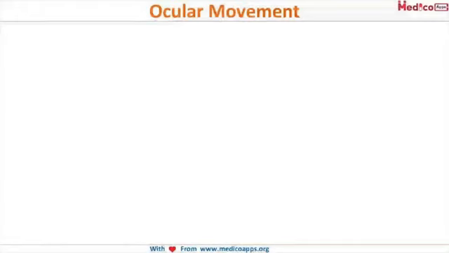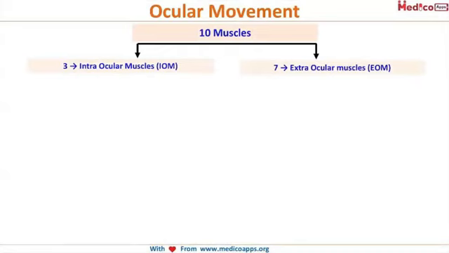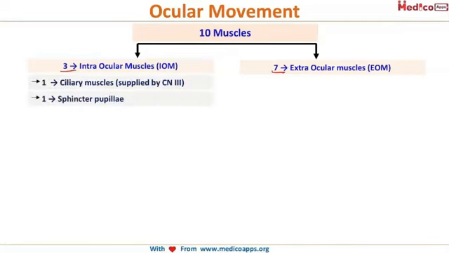A quick revision. So, the ocular movement is controlled by 10 muscles. There are 3 intraocular muscles and 7 extraocular muscles. So, there's one ciliary muscle, one sphincter pupillae and one dilator pupillae.